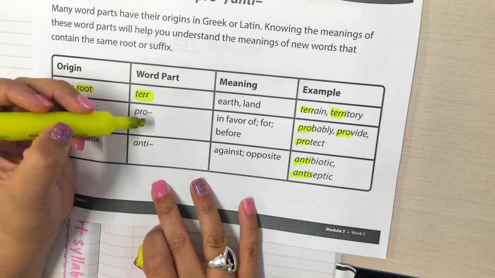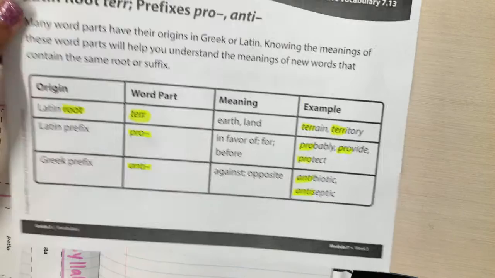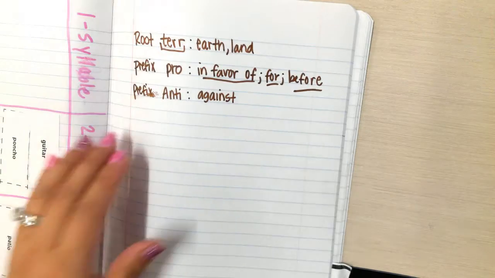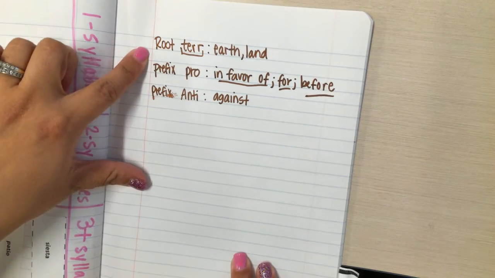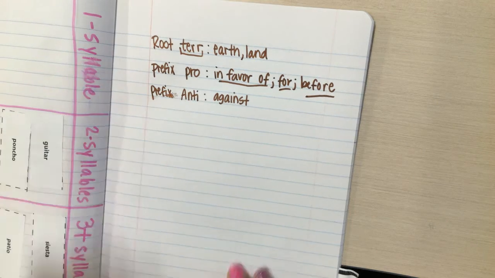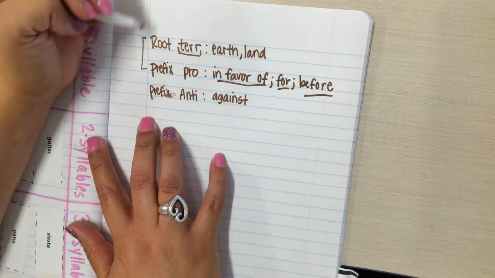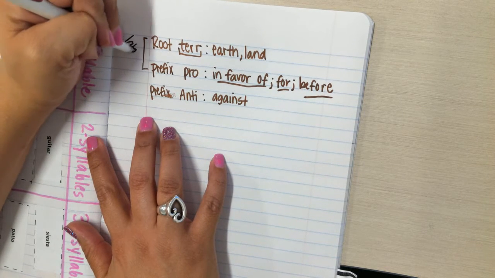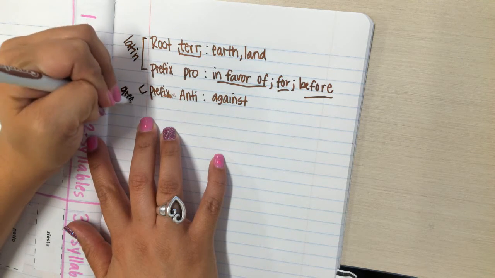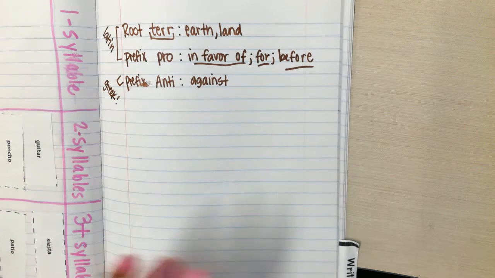Okay, so if I am going too fast for you, you can pause this video. You don't need to highlight anything on this sheet because remember we're sharing this sheet, but you do need to write down this root, this prefix, and these two prefixes, okay? I will tell you that these two are from the Latin origin, and this one is from the Greek origin. Okay, so go ahead and pause and write that down.